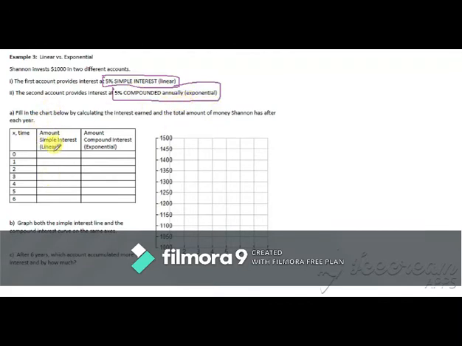Okay, so we're going to fill in the chart below by calculating the interest earned and the total amount of money Shannon's going to have each year. No matter what, she starts at $1,000. We're just going to do simple right now. So let's go simple. The interest that she earns on simple interest is going to be $1,000 times 0.05, and we're just going to put that in for 1 year. So this is PRT.